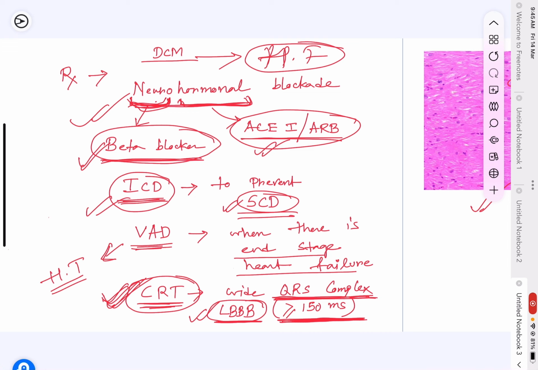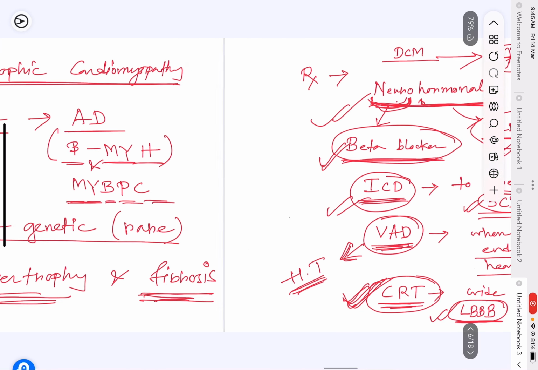See, when heart failure continues to progress due to dilated cardiomyopathy, to manage that you have to give a ventricular assist device when it is no more working, right? So the left ventricle is no more working properly, you have to give a ventricular assist device. When this fails, finally you have to give the patient a heart transplant.